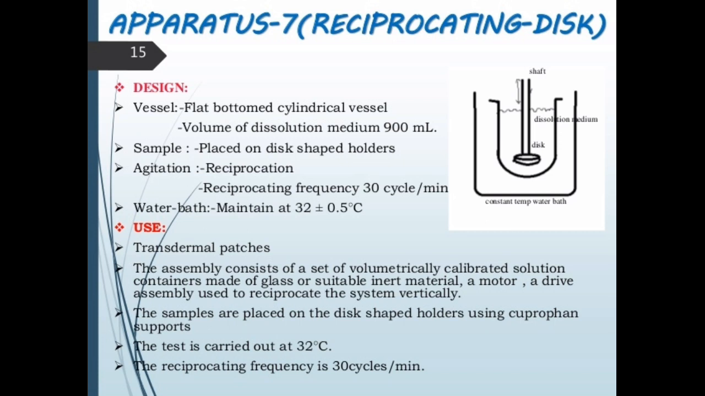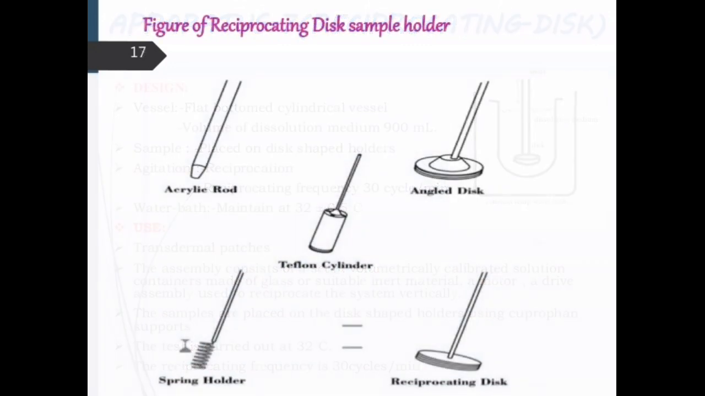Then you have the last method, the reciprocating disc type of dissolution apparatus. The vessel is a flat bottom cylindrical vessel. Volume of dissolution medium is 900 ml. The sample is placed on a disc-shaped holder or different types of holders, which we will see in the next slide. Agitation is reciprocating. Frequency is 30 cycles per minute. The water bath is maintained at 32 plus or minus 0.5 degrees centigrade. Controlled release formulations, non-disintegrating oral formulations, and transdermal formulations are evaluated using type 7 reciprocating holders.